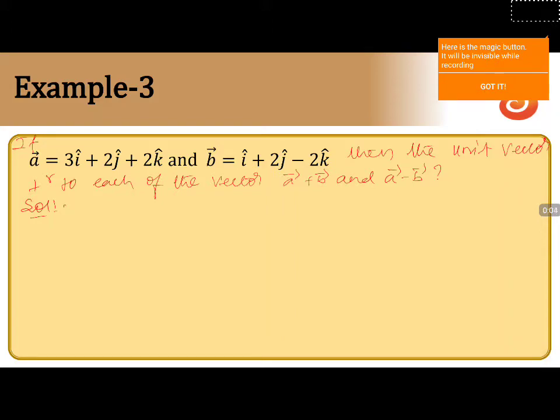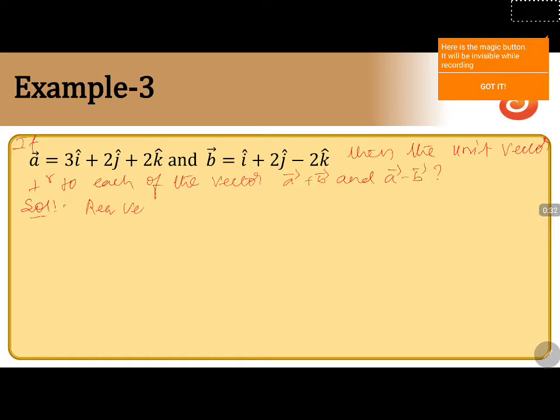Vector A is equal to 3i cap plus 2j cap plus 2k cap, while vector B is equal to i cap plus 2j cap minus 2k cap. Then find the unit vector perpendicular to each of the vectors A plus B and A minus B. First we will write the formula for the required vector.